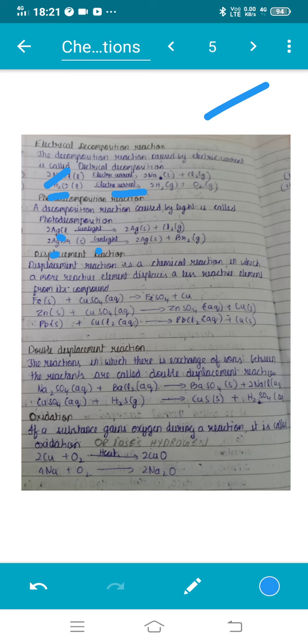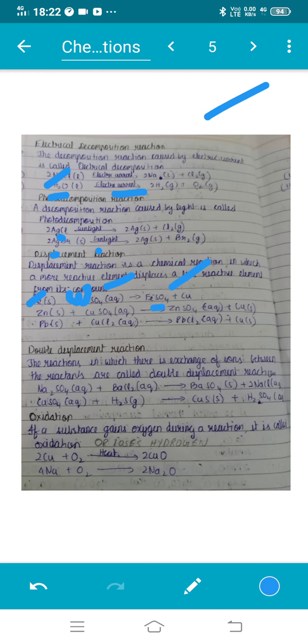Okay, and now the displacement reaction. You have learnt this displacement reaction in lower classes also. Displacement reaction is a chemical reaction in which a more reactive metal is involved and displaces a less reactive metal. Means this is a less reactive metal. Copper is a less reactive metal, and iron is a more reactive metal. So when Fe reacts with CuSO4, Fe displaces the Cu from its compound, it gives FeSO4 plus Cu.